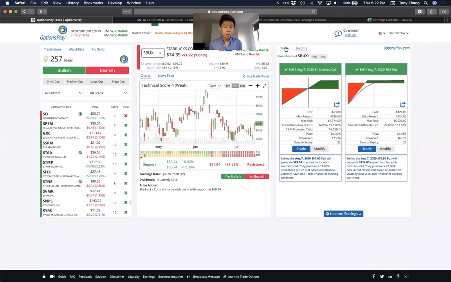And butterflies are really just straddles and strangles with a wing on top of it to help you offset some of those losses. Butterflies, in my opinion, I've traded one butterfly in all this time in CNBC on Macy's. It's a trade that doesn't move very much because you're predominantly delta neutral and you're basically just short volatility. I'm more of a directional player rather than a volatility player. And I certainly don't have the outlook on volatility because we're not volatility traders. We are directional traders here at OptionsPlay.